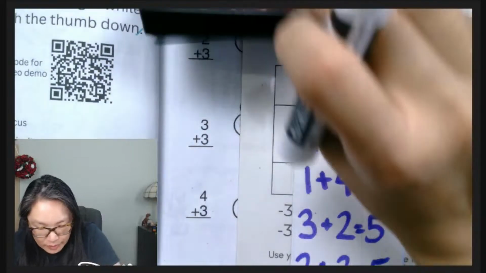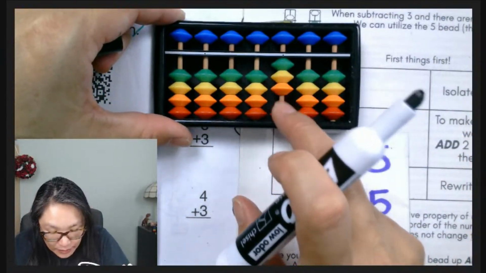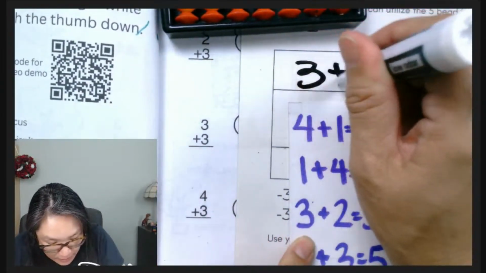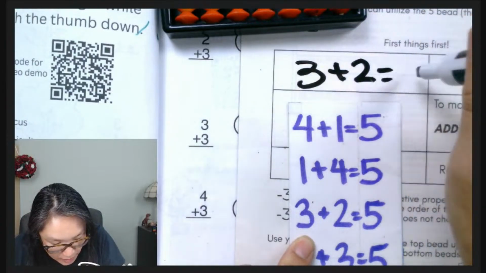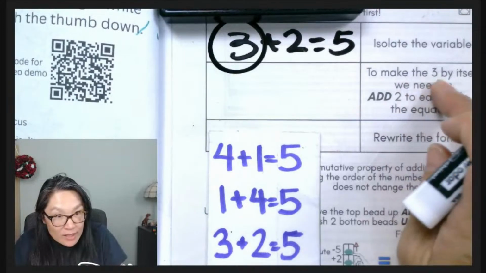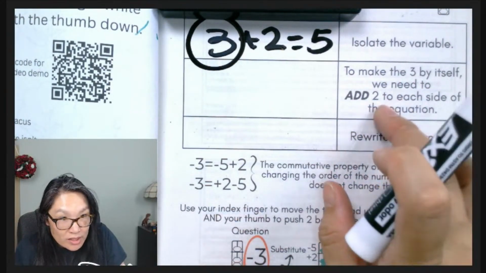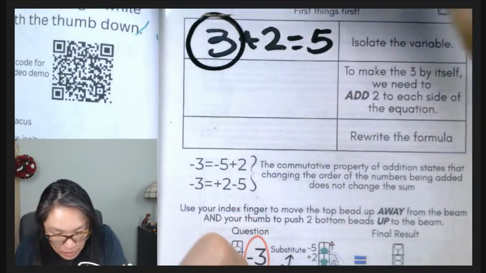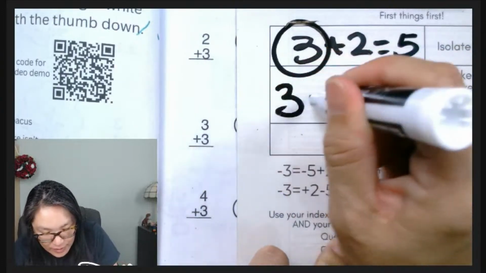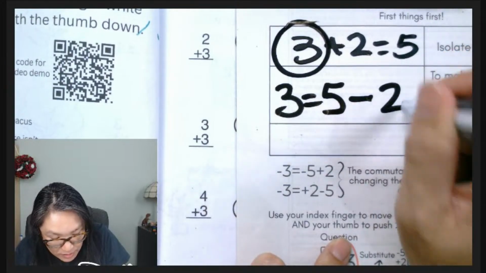So if I have 3, I want to add another 3. I cannot add a 3 because I don't have any more beads. So what do I do? I have this concept: 3 plus 2 equals 5. I'm going to isolate the variable. I'm going to make it by itself. When I make it by itself, I want to add the 2. No, I want to subtract the 2. Oh, I'm doing the wrong one. So, sorry, it's actually 3 equals 5. This is not balanced. So we need to balance it. We minus the 2.